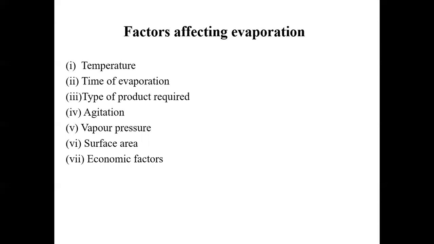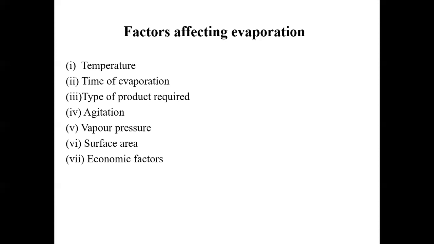Next one is the type of product required. Type of product required sometimes decides the apparatus for evaporation. Open pan produces a liquid or a dry concentrate. Film evaporator yields liquid concentrate. Agitation. Agitation is helpful for the evaporation process.